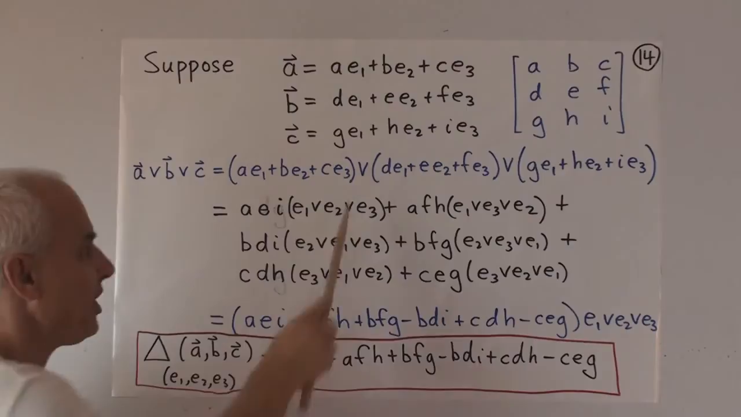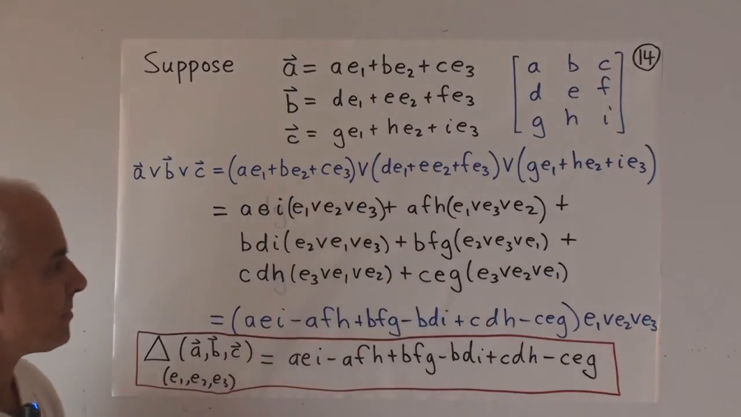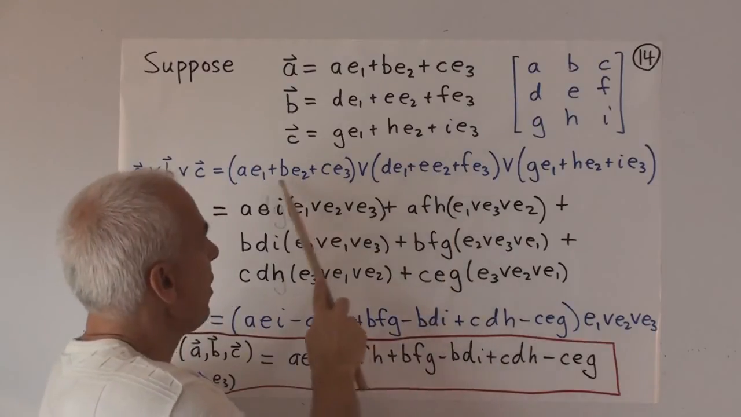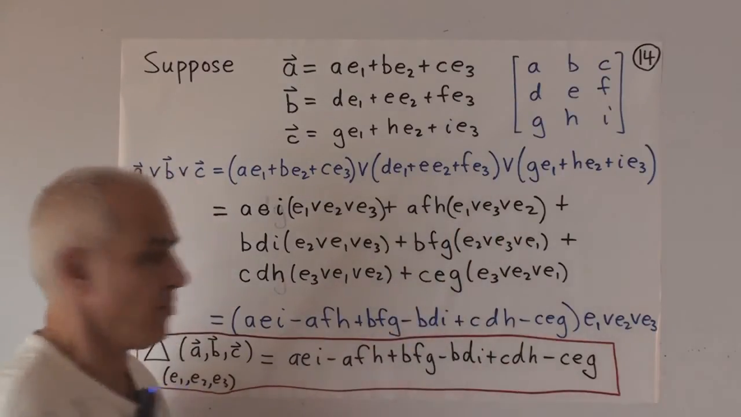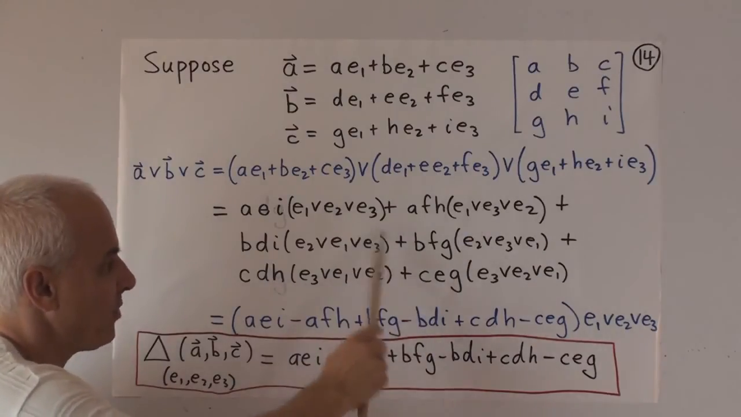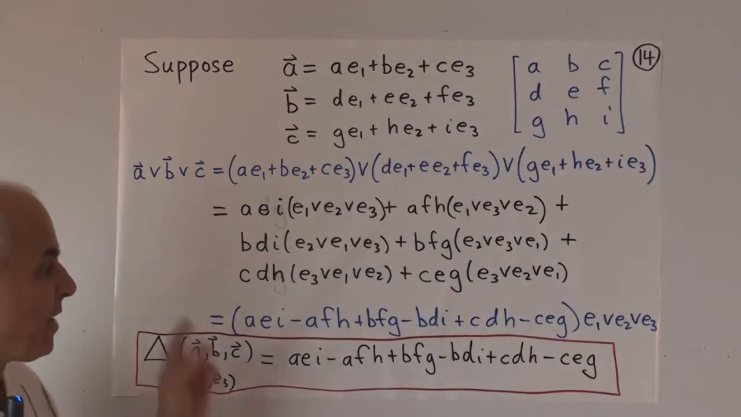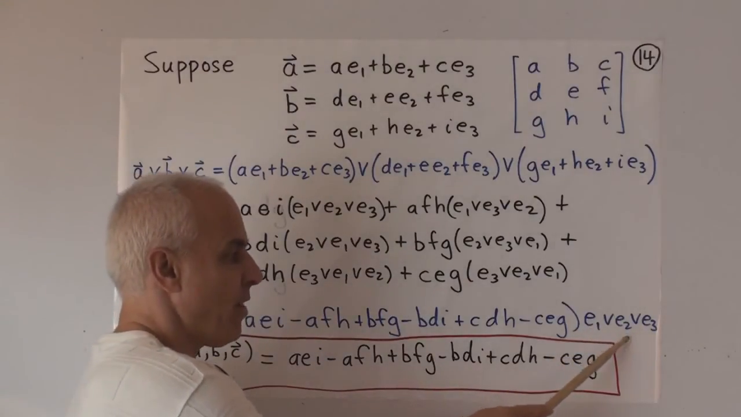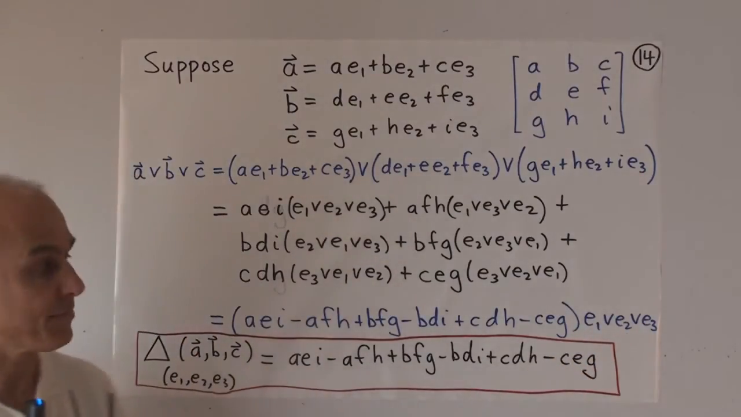When I say times, I'm really meaning wedge. That would give us AFH times E1 wedge E3 wedge E2. And there are altogether 6 combinations. Please check that those are the 6. And then we want to combine them into one expression involving a multiple of E1 wedge E2 wedge E3.